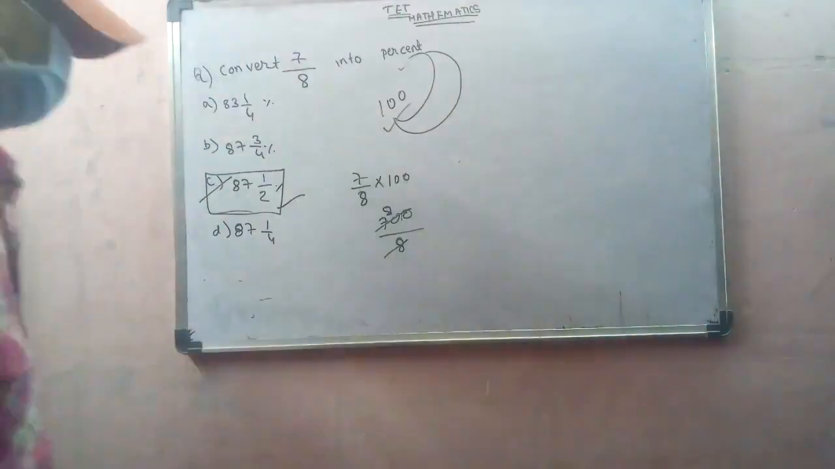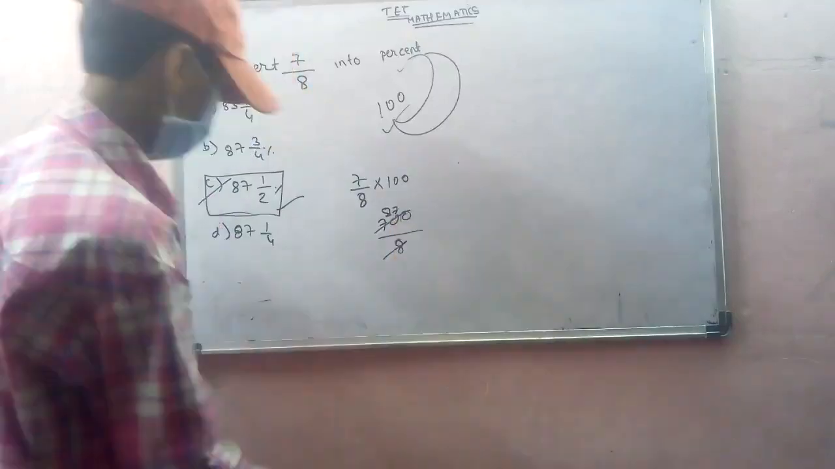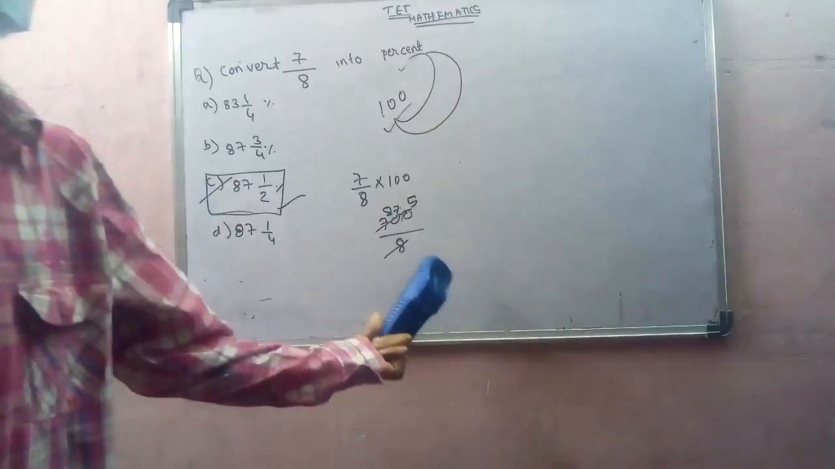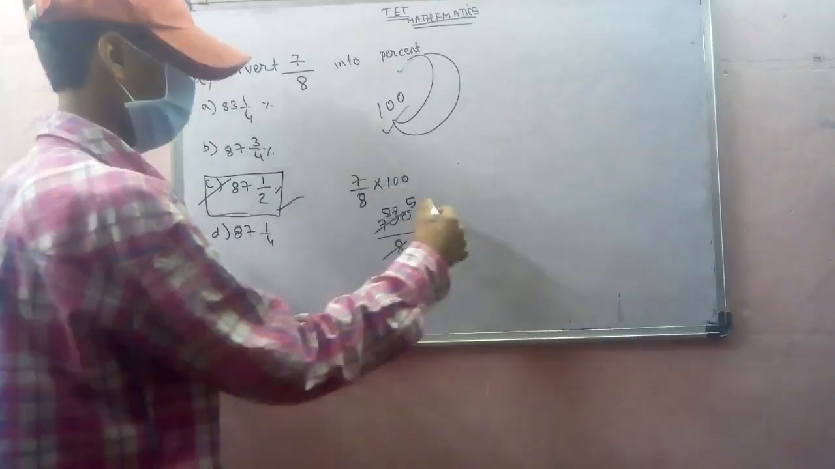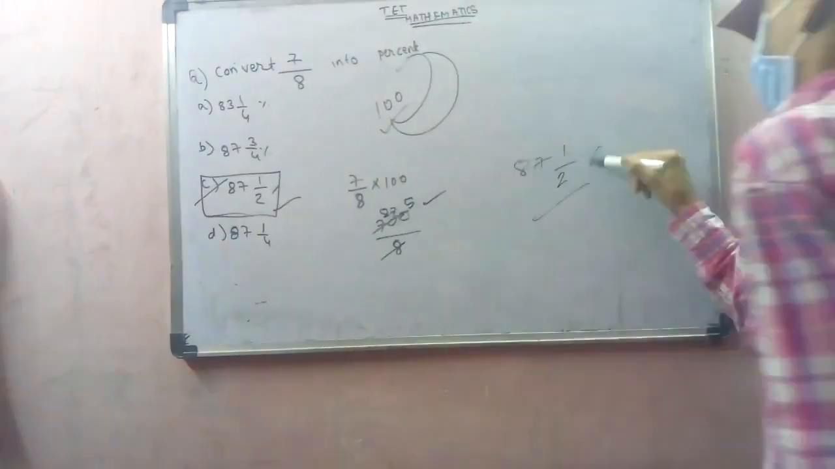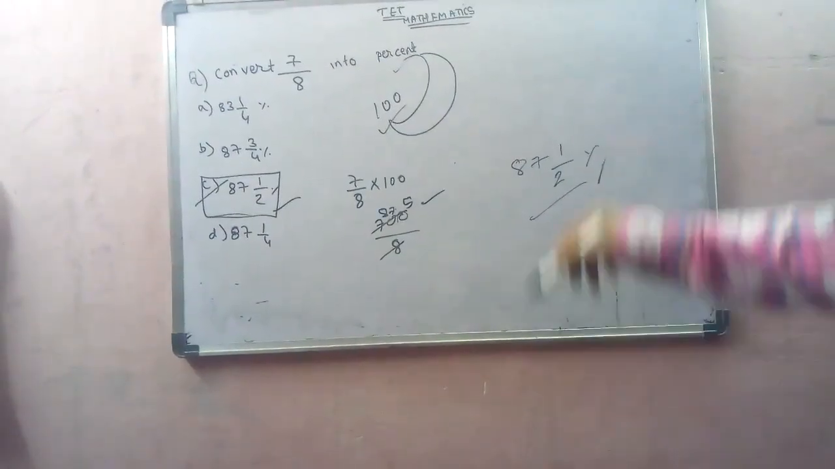87 by 1, 87 1 by 2, wait. So 8 87s are 56.5 you will get, I think. Yes, 0.5 you will get. 0.5 meaning 87 half. That's the correct answer. Okay, C option is the correct answer.